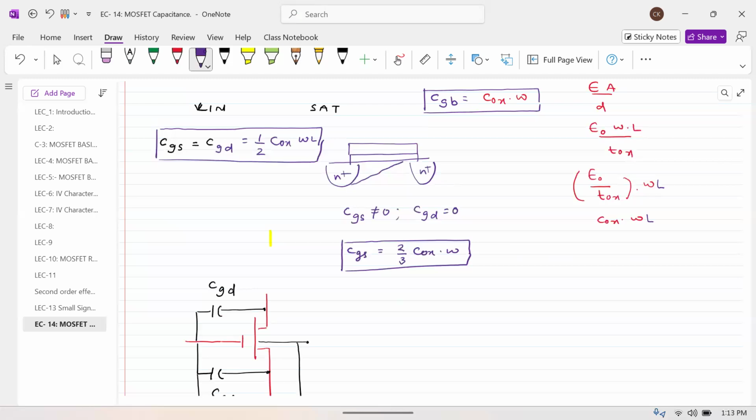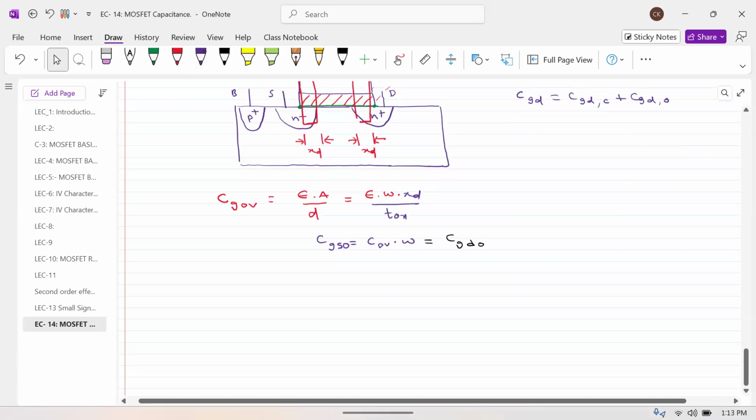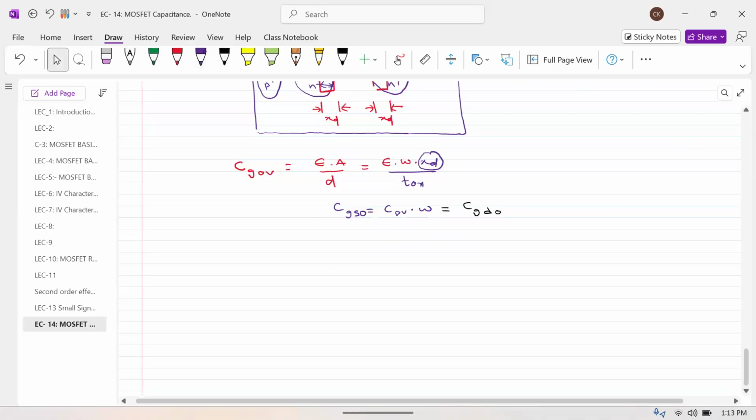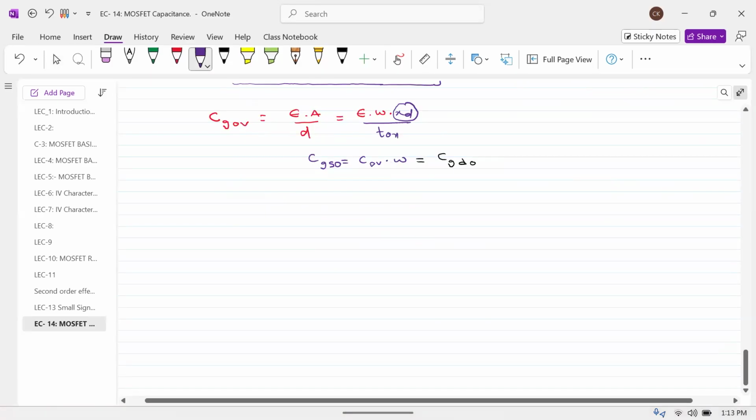But for the gate overlap capacitance, because XD is a constant, it is a manufacturing quantity. Whenever they manufacture something, how much the lateral extension is, that is actually a fixed quantity. This particular length is a fixed one. That's the reason why the length of that particular extension is a constant. What is the last capacitance we have to think about?